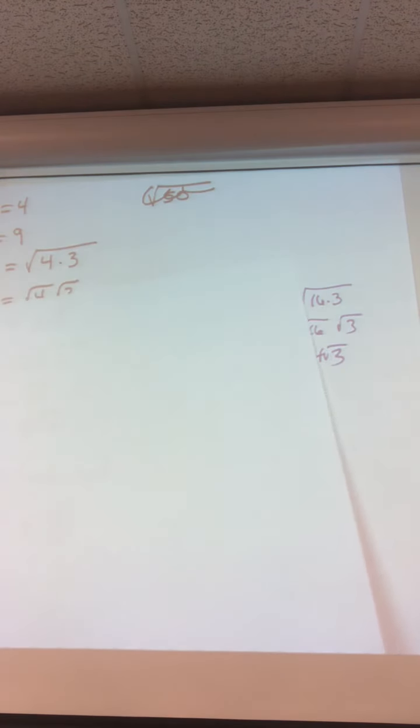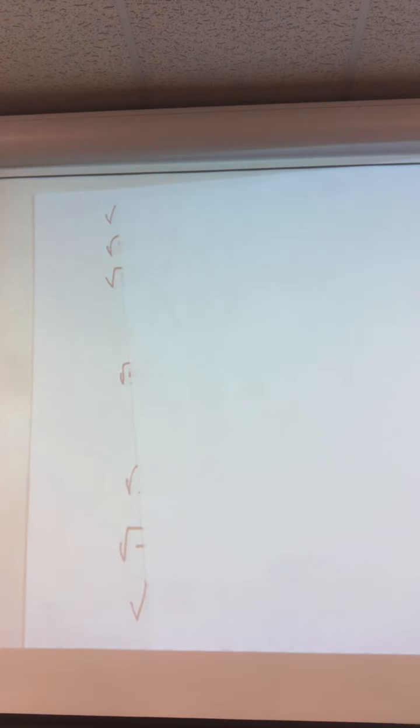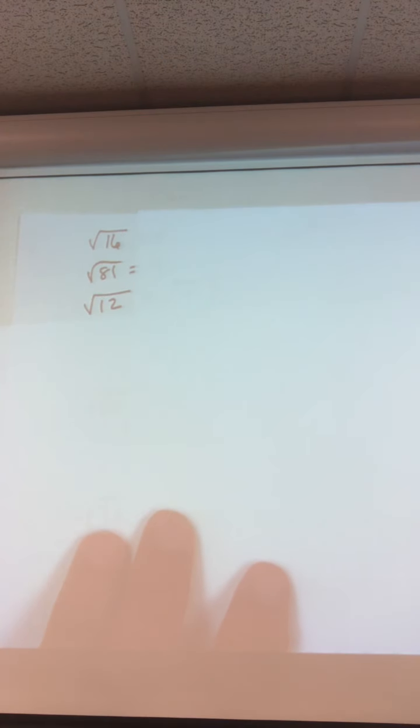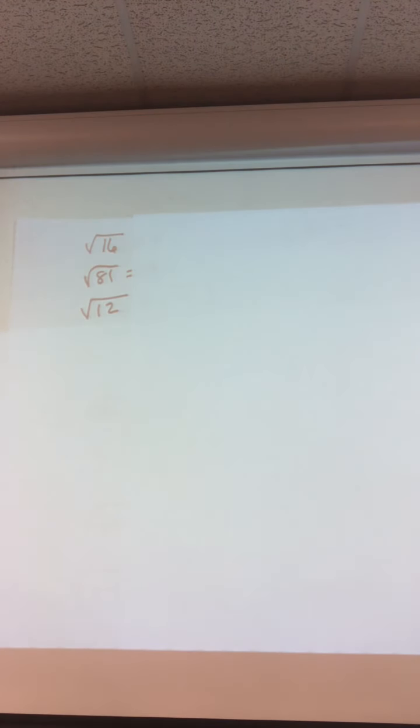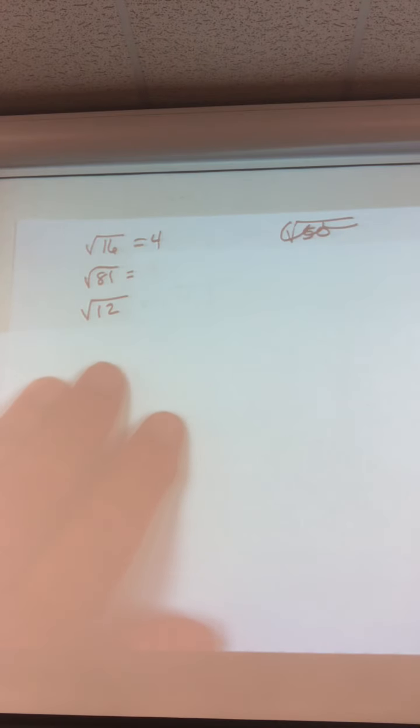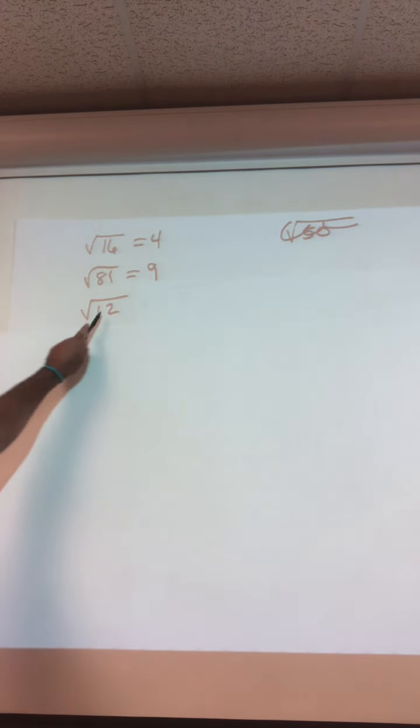Let me cover this up here. Start out here and look at these 3. Of course, as you know, the square root of 16 is 4, because 4 times 4 is 16. Square root of 81 is 9, because 9 times 9 is 81. Now, the part that I want to remind you of is how do we reduce a square root that's not perfect.